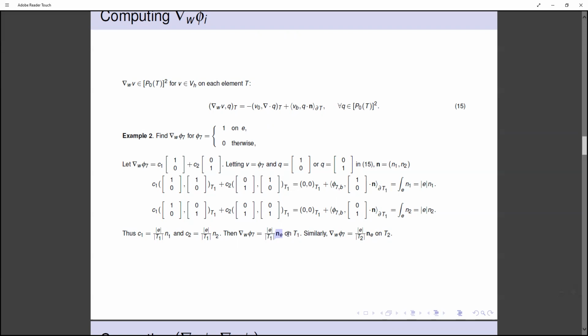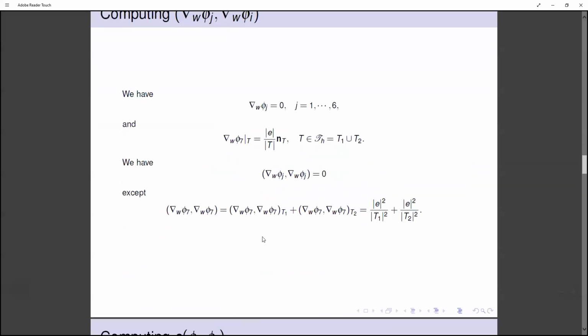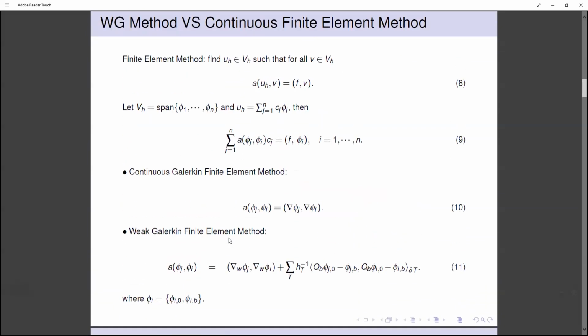Okay, so far we found the weak gradient for all 7 basis functions. Therefore, we can find the weak gradient of phi i and the weak gradient of phi j. So we can form the first part. So we can see that's what we need to form. Okay, this is a matrix. So we're able to do the first part. So next, let's do how to compute the second part.